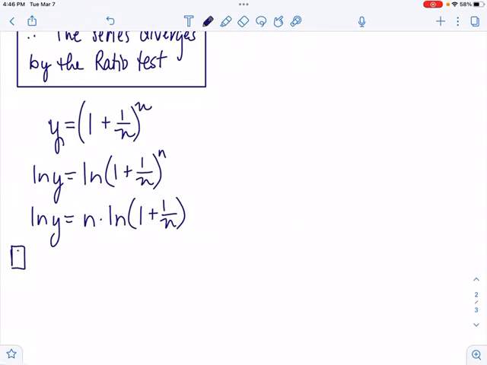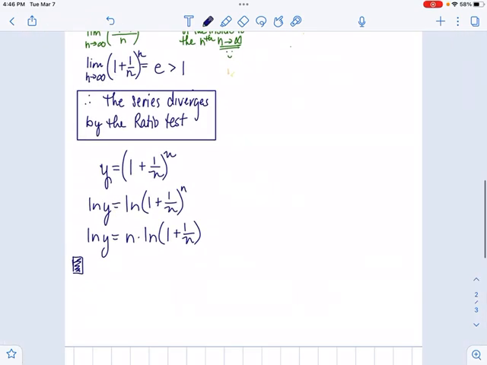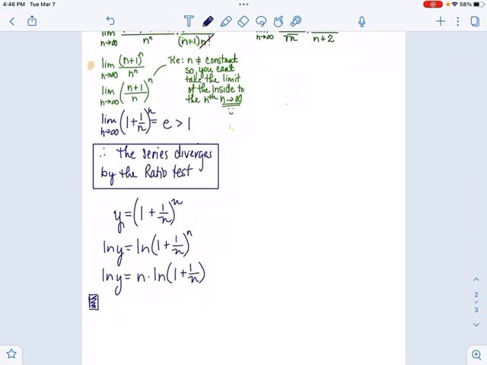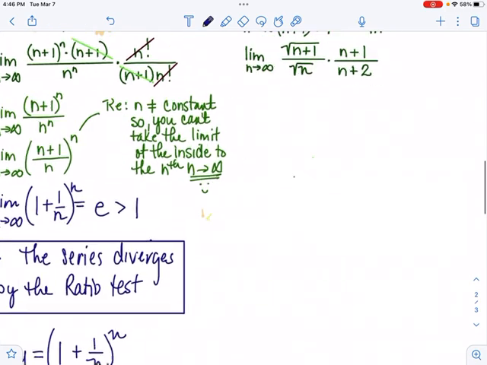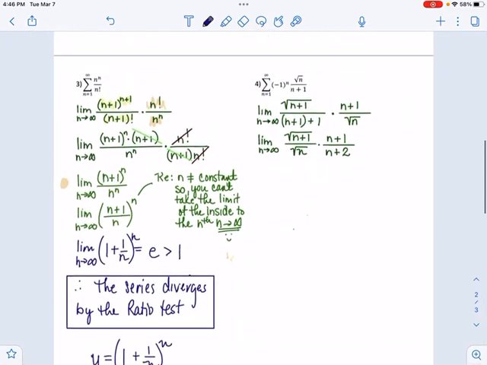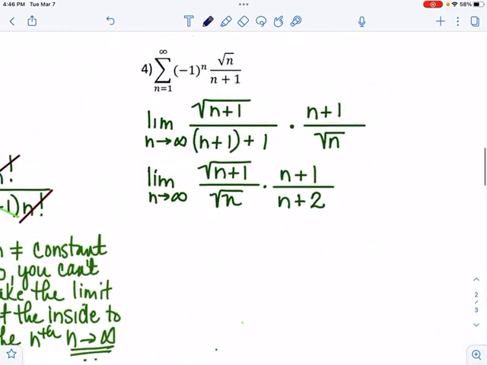I just want to challenge you that maybe you want to try that tonight or today, and I'll come back with you in class with that solution if you don't remember it or you want to go back and review it. Okay? All right, so that's it for that one. That one diverges.